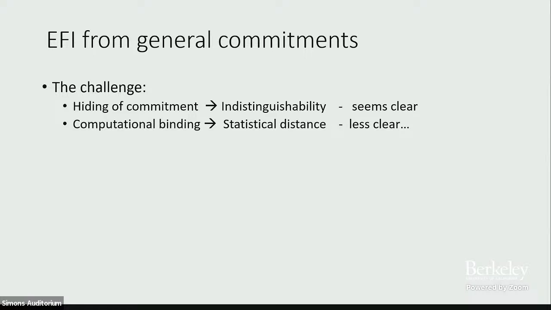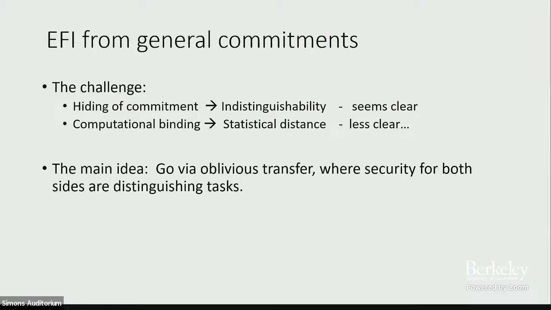The hiding of the commitment will give you indistinguishability, which seems easy, but now we have only computational binding. How do we get statistical distance? That seems a bit less clear. So how do we do it? The main idea is to go via oblivious transfer. And why oblivious transfer? Because oblivious transfer is a primitive where the requirements on both sides are about indistinguishability. So it seems like an easier thing to work with, and we show that it does work.